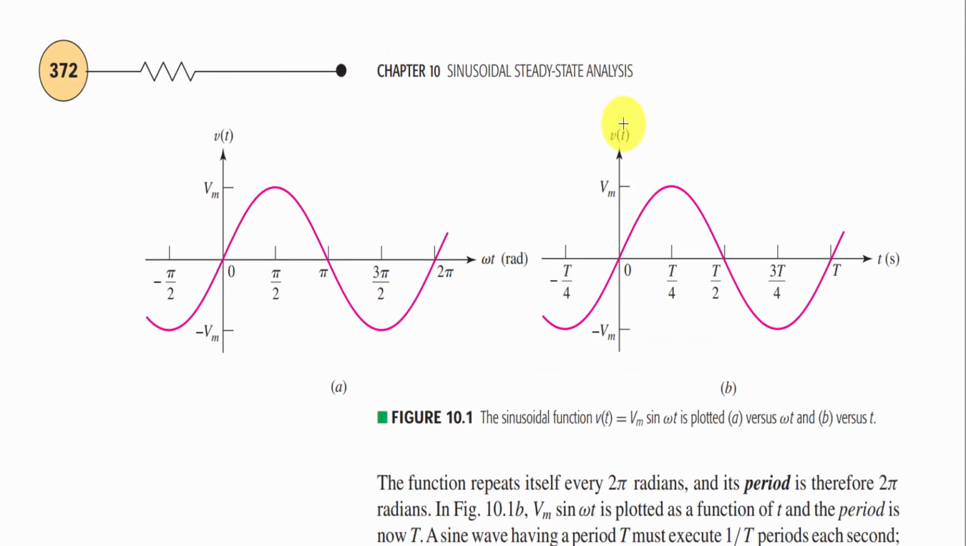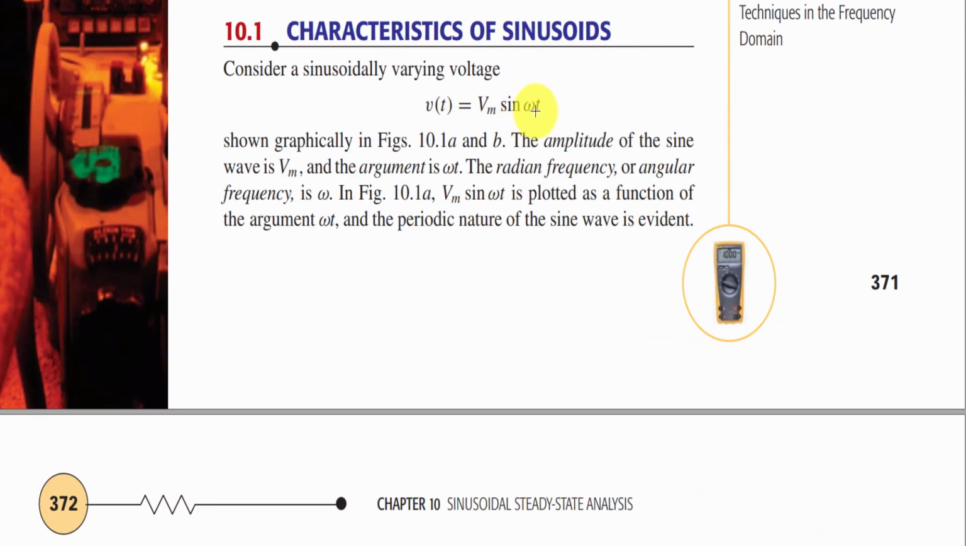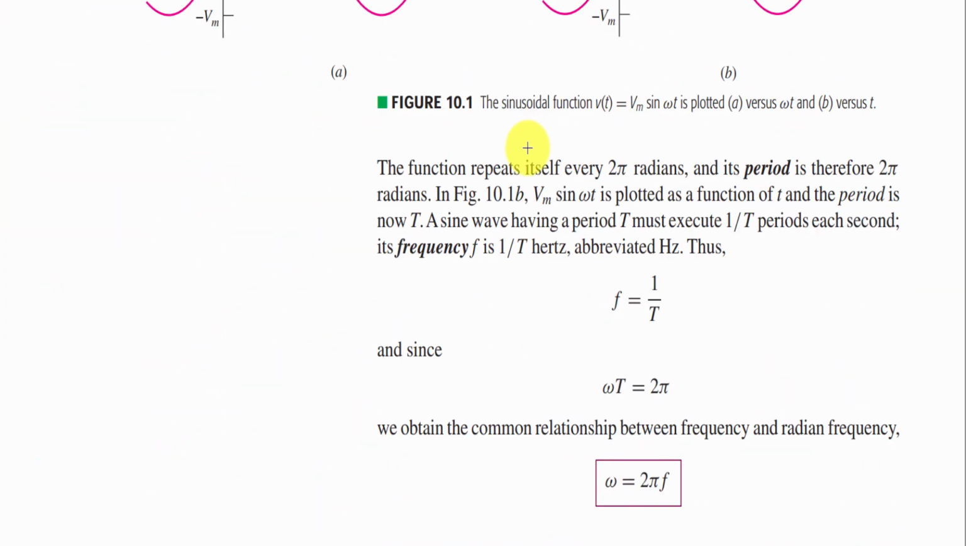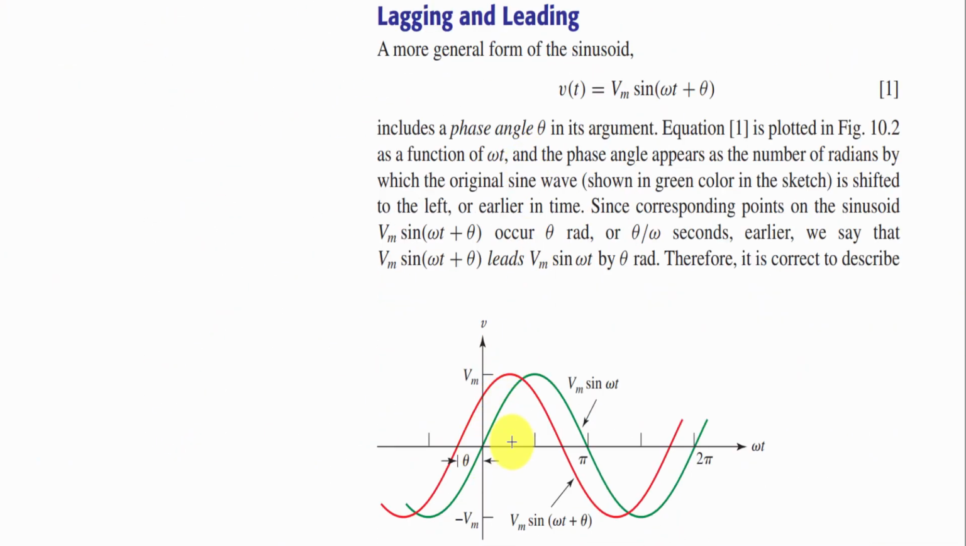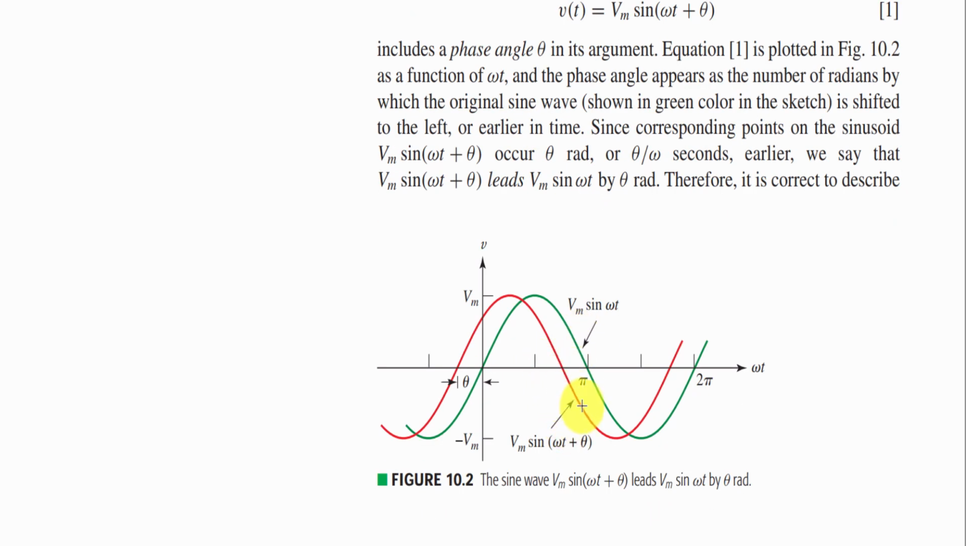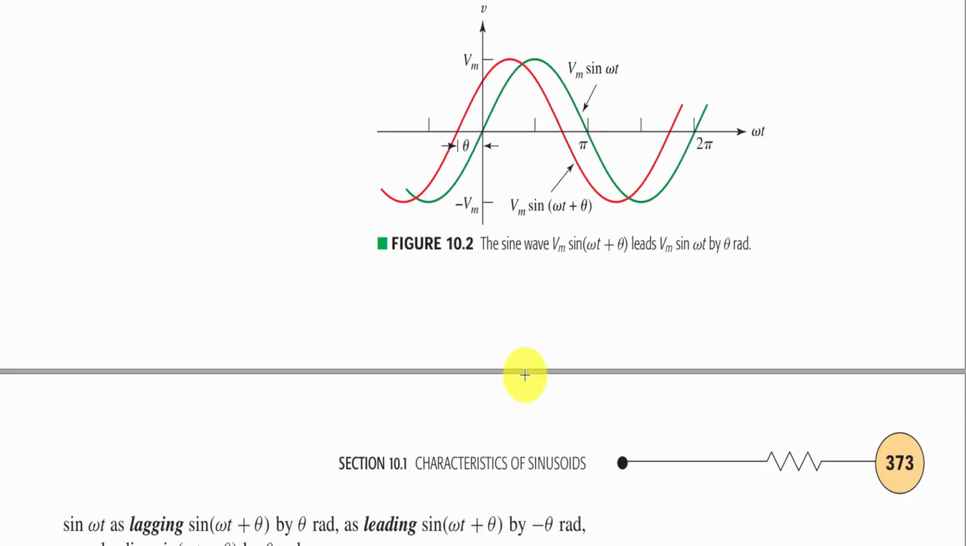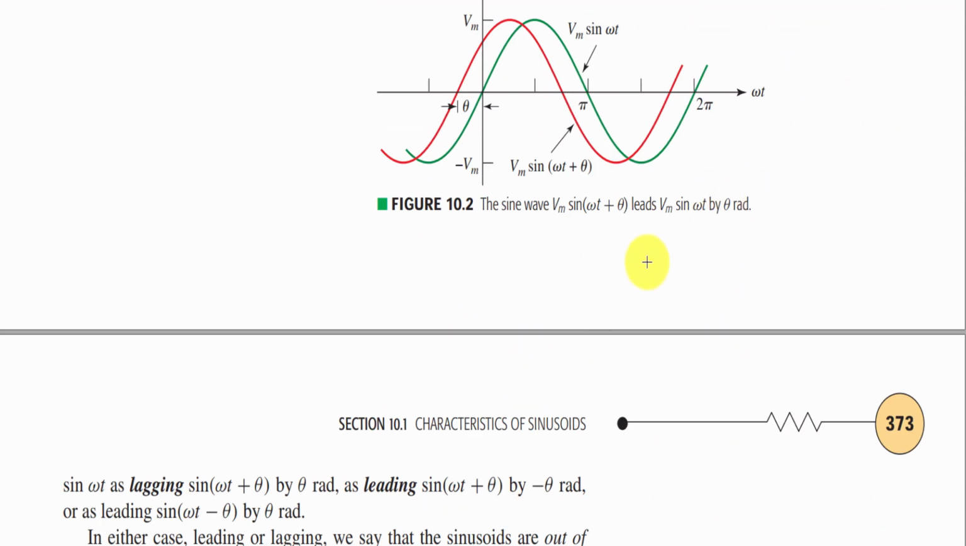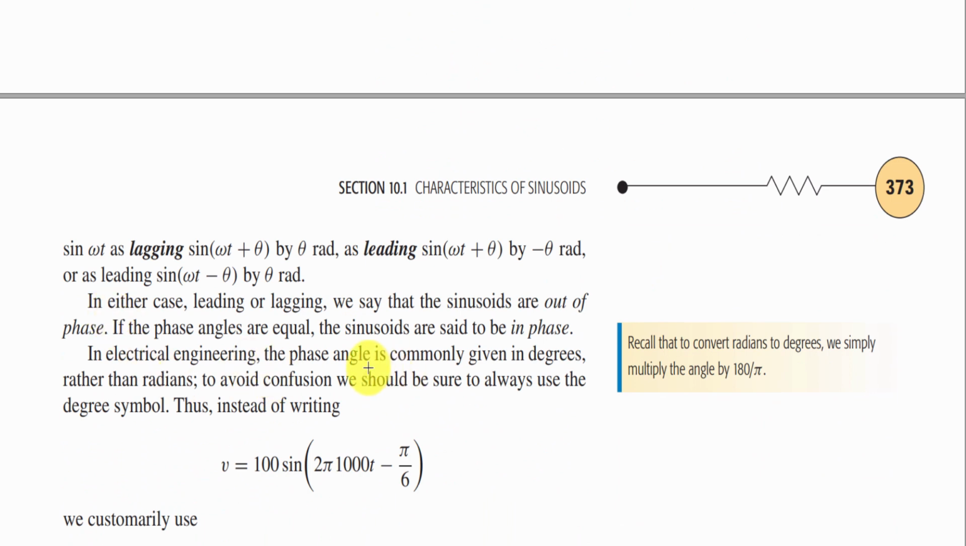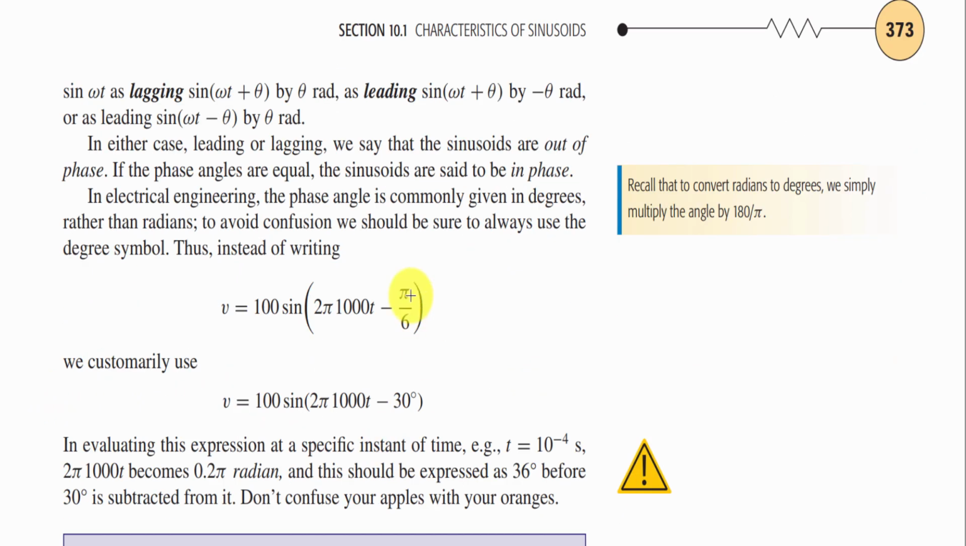Here, if we put t equals 0, sine is going to be 0, so that is going to be this green wave. Here the phase angle is included, and we can say that this red wave is leading the green sine wave by theta. Here it's given in radians, but traditionally in electrical engineering, phase angle is commonly given in degrees, not in radians. So instead of radians, it should be given in degrees.